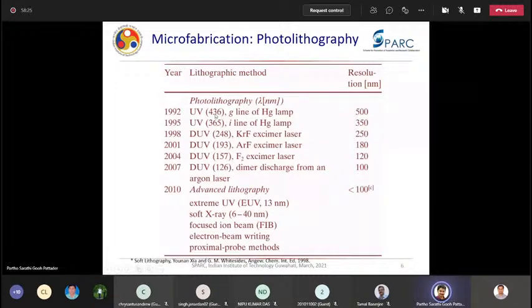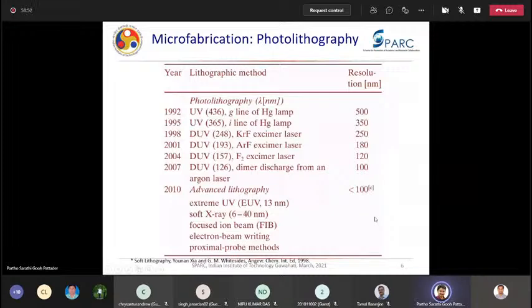You can make finer structures; I mean, 100 nanometer structures you can prepare with this photolithographic method. Okay, so then comes advanced lithography, that is extreme UV lithography. There a 13 nanometer wavelength is used, then soft X-ray where 6 to 40 nanometers wavelength is used, then focused ion beam and electron beam writing. Much finer resolution will be given by these methods.